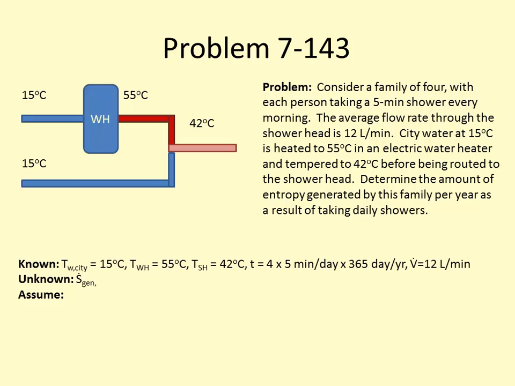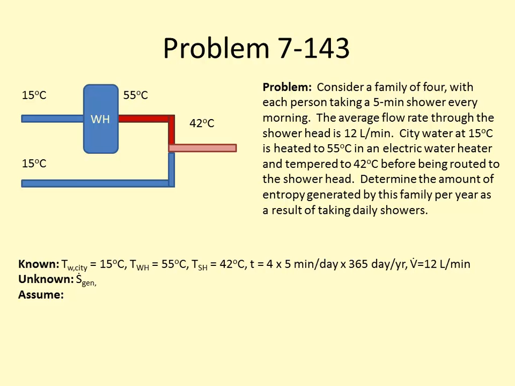So S_in minus S_out plus S_gen equals our change in entropy. So in this case, we have m dot 1 S1 plus m dot 3 S3 minus m dot 4 S4 plus S dot gen is equal to 0. So we solve for S dot gen is equal to m dot 4 S4 minus m dot 1 S1 minus m dot 3 S3.